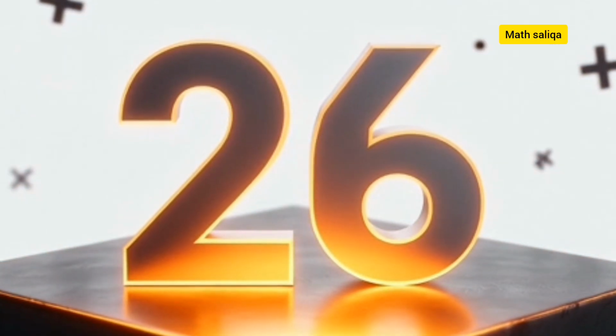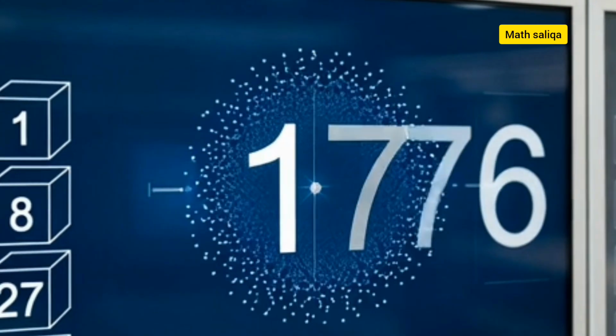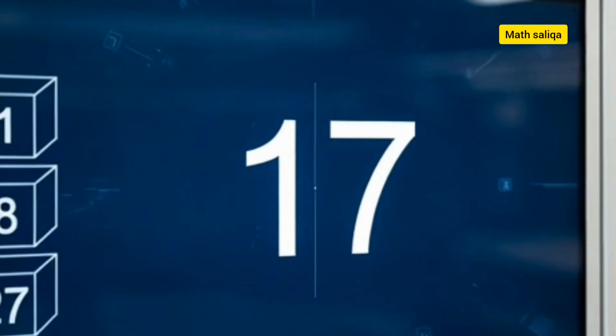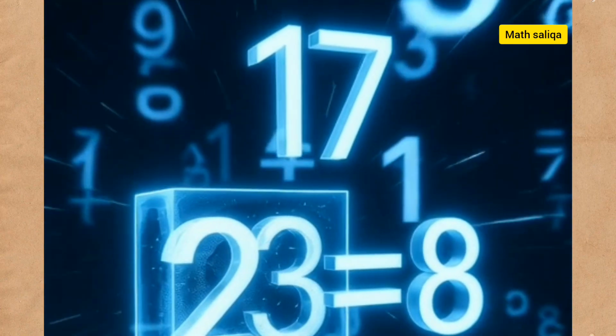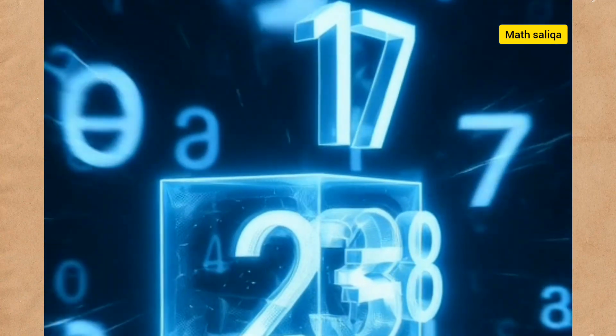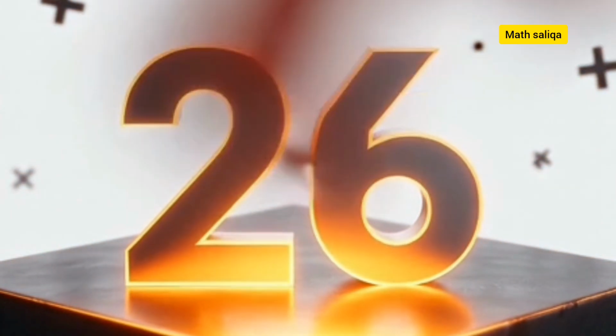For example, for 17576, remove last three digits, 17. The biggest cube smaller than 17 is 8, which is 2 to the power 3, so the tens place of the answer is 2. Now combine the tens digit from step 2 and the units digit from step 1.